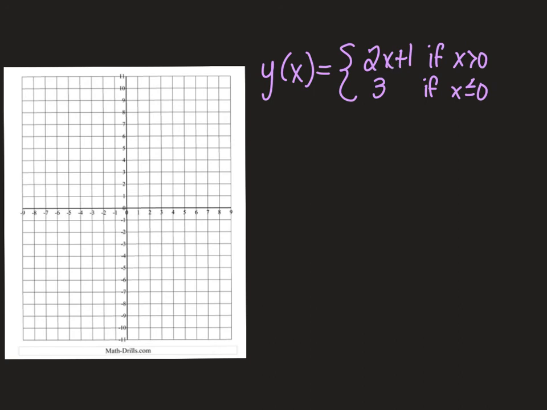All right, so let's graph this first one. 2x plus 1. I start at 1. That's my y-intercept, and I go up 2, right 1, up 2, right 1. And I only want x's that are greater than 0. So I'm going in the right direction. The only thing I need to change is that this will be an open dot. And it'll keep going. Let's do another couple dots.